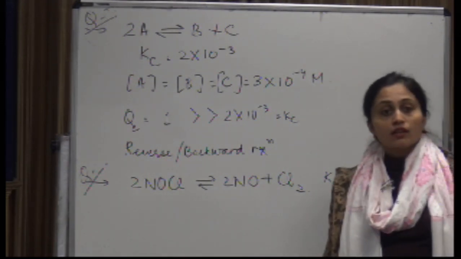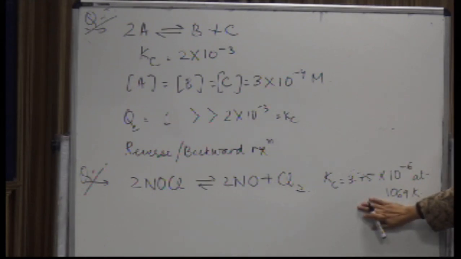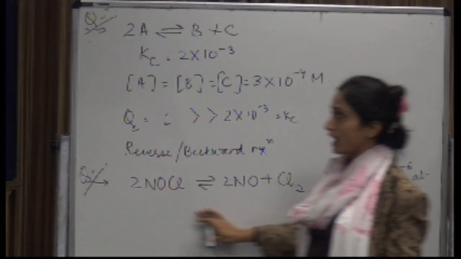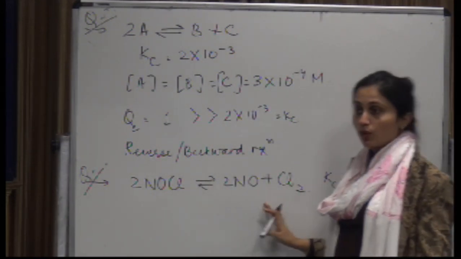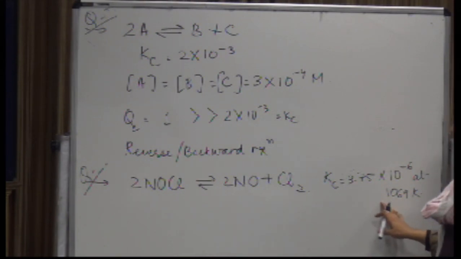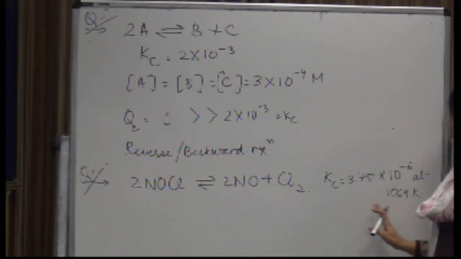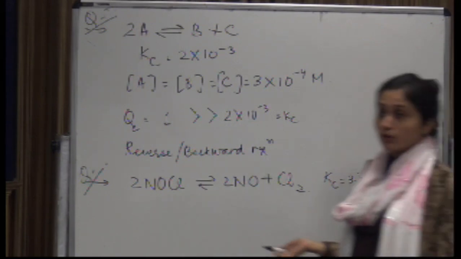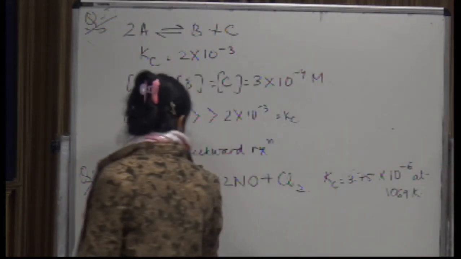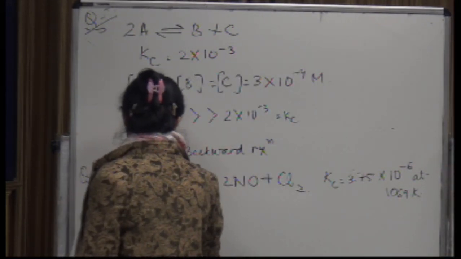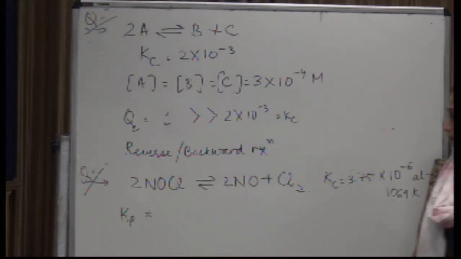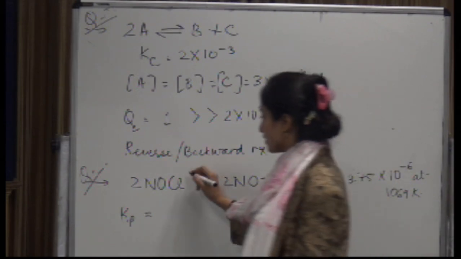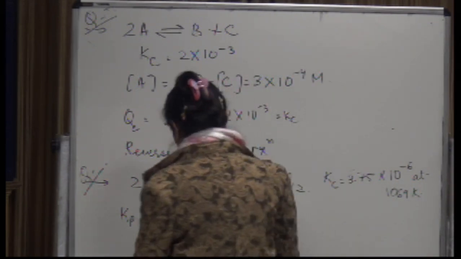Alright, quickly do it. I'm telling you the question again. You are given a reaction, 2NOCl giving you 2NO plus Cl2. You are given the value of Kc and the temperature also. You have to tell me the value of Kp. All are in gaseous state. Yes, that's a good question. I should have given that.